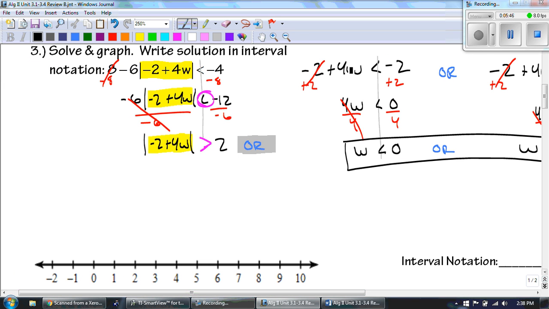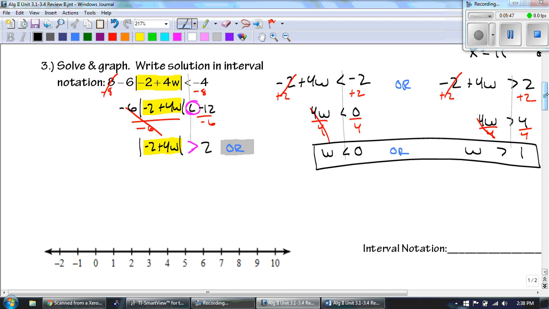All right, I'm just going to come over here. I'll zoom out so I can see it. At 0, we are open, and I'm going to shade to the left. At 1, I'm open, and I'm going to shade everything to the right.